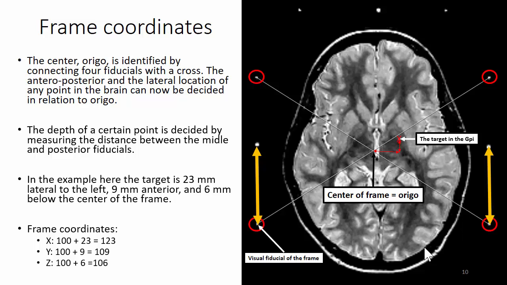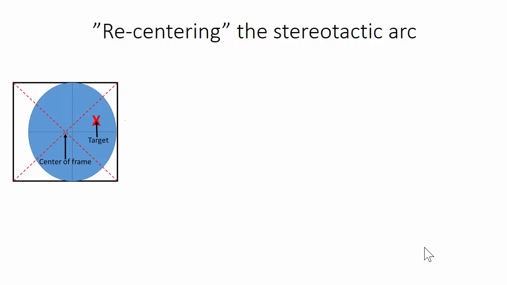We thus get the frame coordinates: x is 100 plus 23 equals 123, y is 100 plus 9 equals 109, and z is 100 plus 6 equals 106. We now know where the origin in the stereotactic system is located, and we know the location of our target in the brain in relation to the origin.